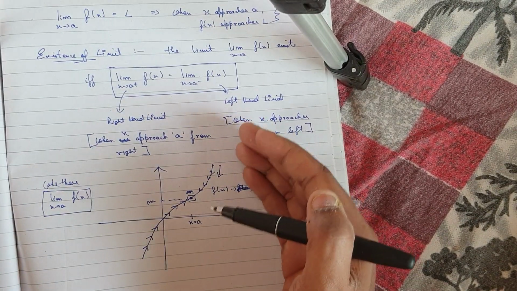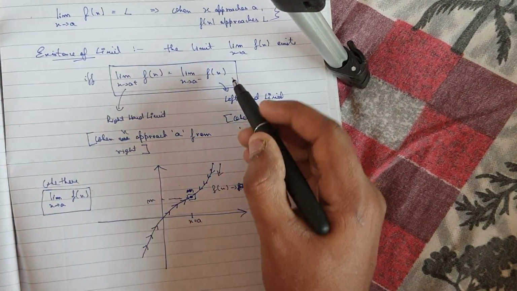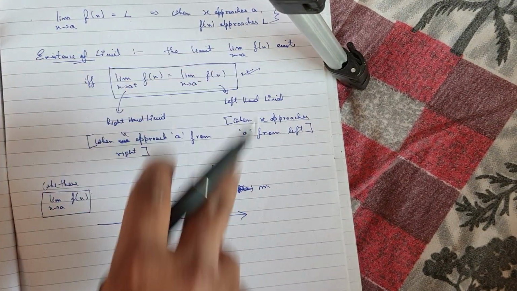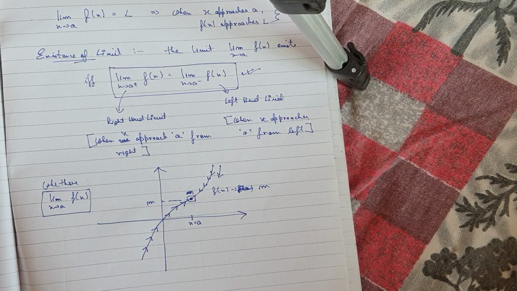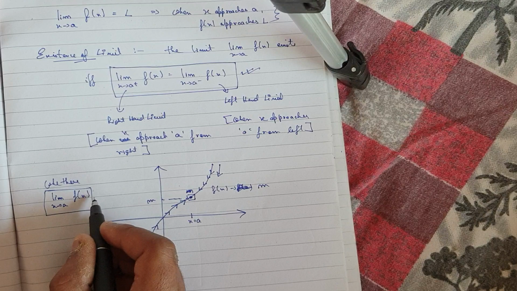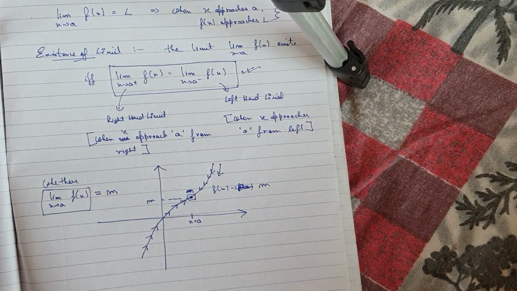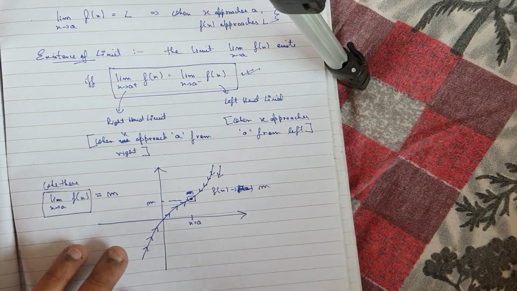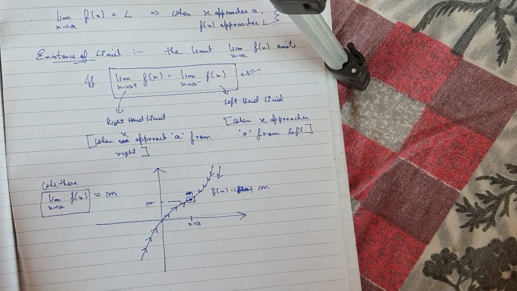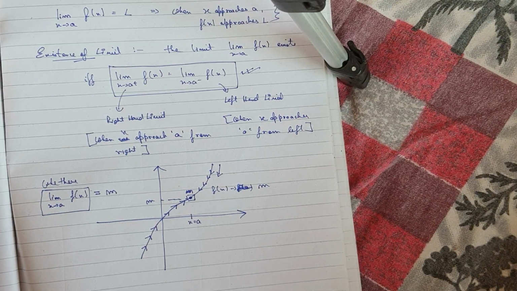That means whether we travel from the right or from the left, f(x) is approaching m only. That means this mathematical condition is satisfied, that in both cases f(x) is approaching the same value. Then we can say that limit x tends to a of f(x) is equal to m. That means the limit exists and is equal to m. So this is the main theory behind the existence of limit. Got my point? Now in the next video we will be discussing continuity.